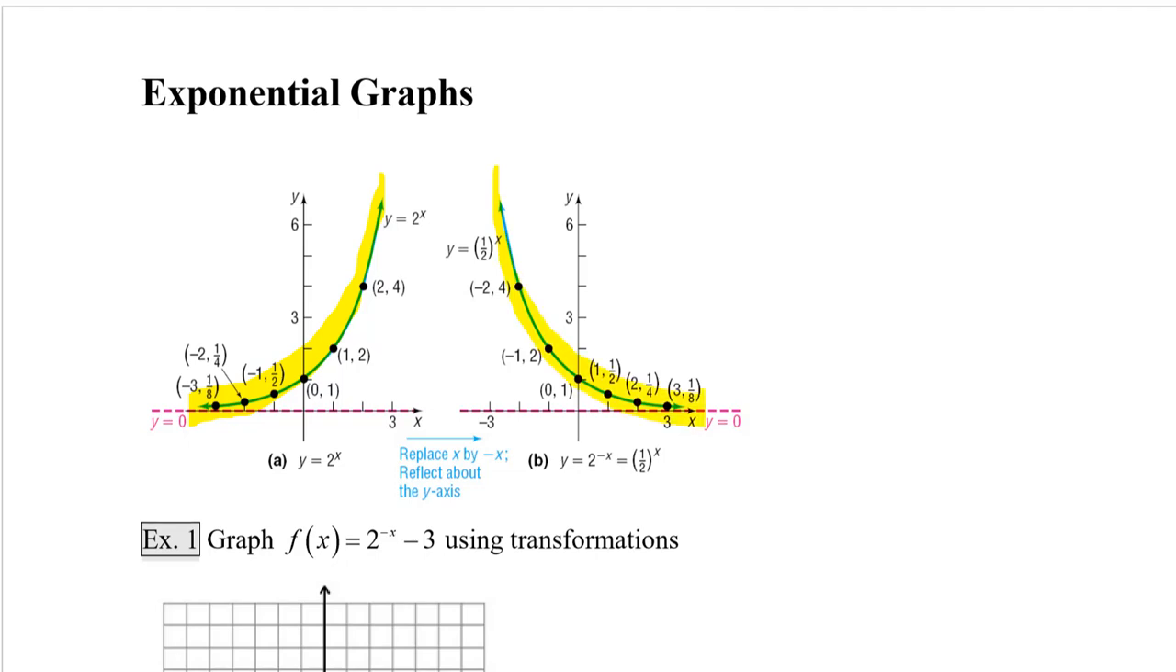Now you might notice something else about the graphs. On the left, we basically have the parent graph y equals 2 to the x. And on the right, we've got y equals 2 to the negative x. Well, a negative in front of x, as you know from your transformations, causes a reflection over the y-axis, which is exactly what we see here.